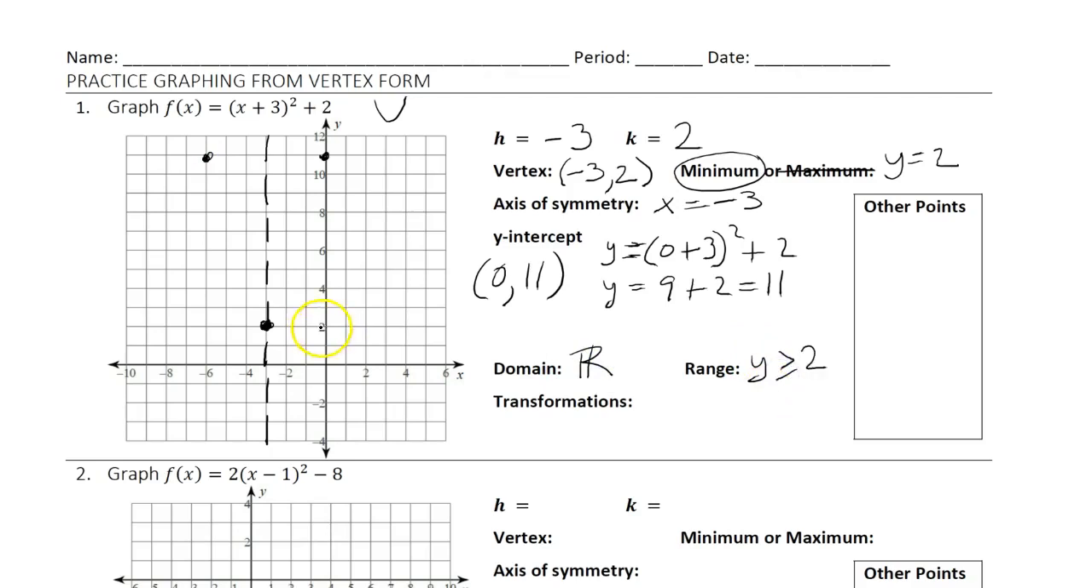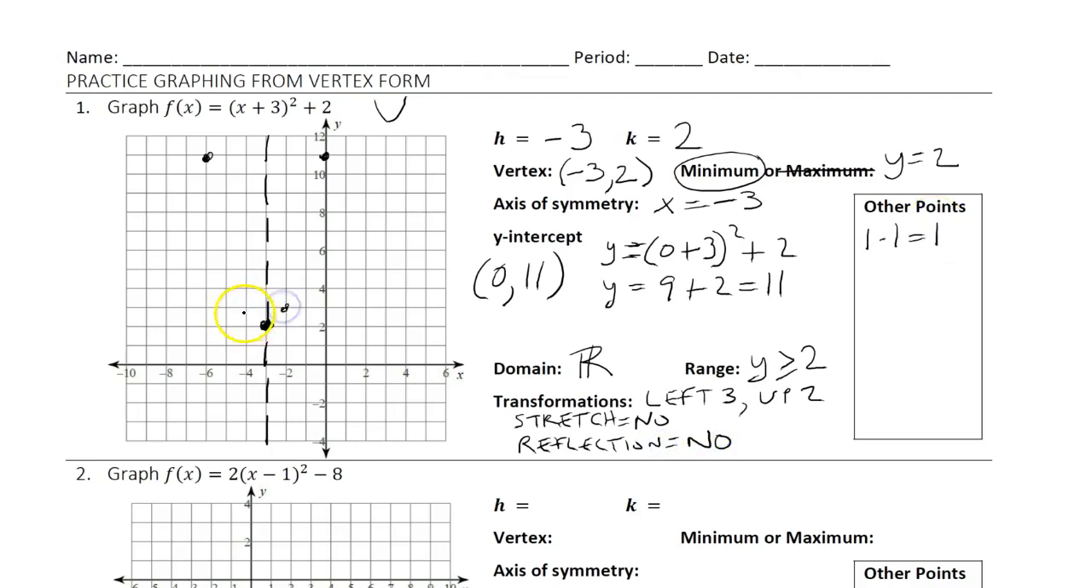To get the transformations, look at the vertex. The vertex is left 3 from the origin point and up 2 from the origin point. A is 1, so there is no stretching or dilation. And since A is positive, there is no reflection. The parabola opens upwards.